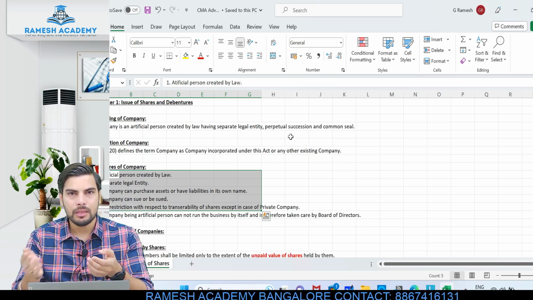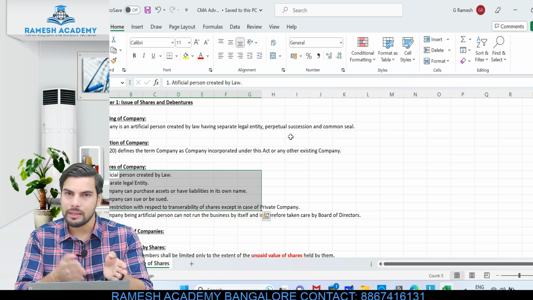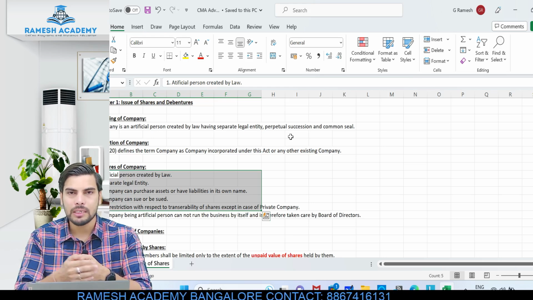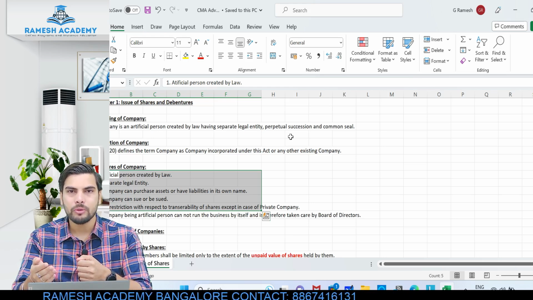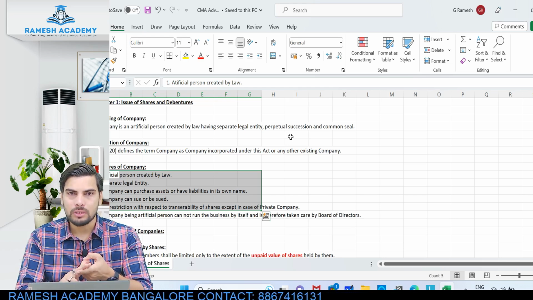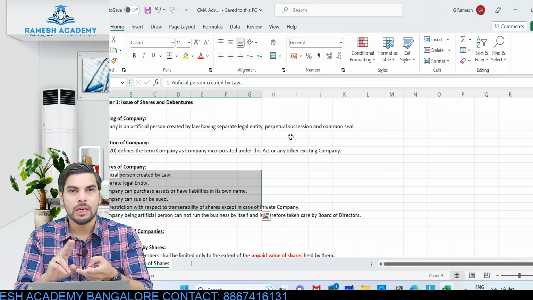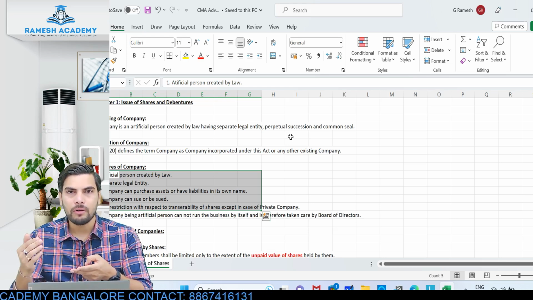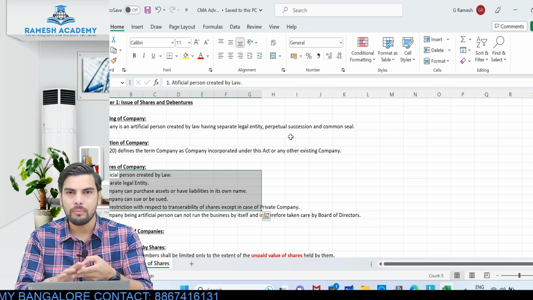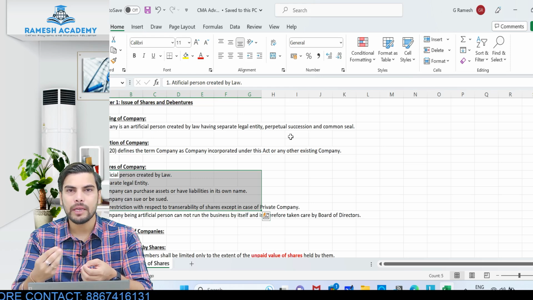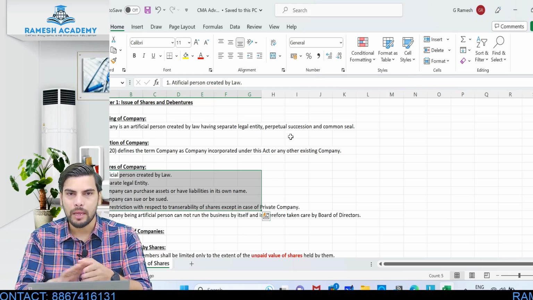Public limited company, the meaning would be very simple. Any company other than private limited company would be treated as public company. So basically when it comes to public limited company, there is no restriction with respect to transferability of the shares, no restriction with respect to upper limit of number of members, that is maximum number of members. And when it comes to raising the funds from the public, a public limited company can always raise the funds from the public. Clear?